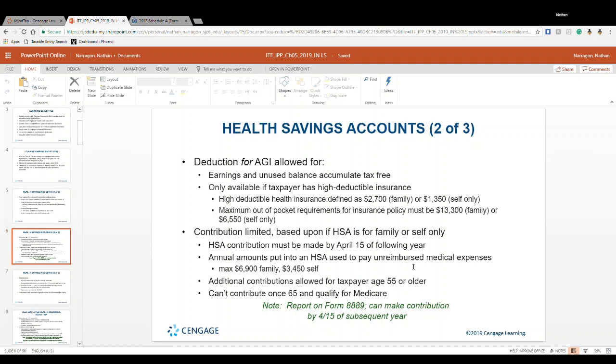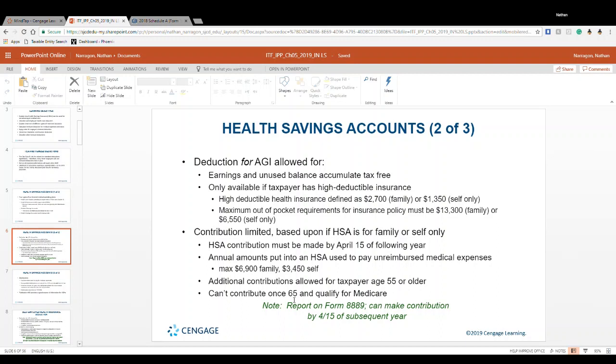Additional contributions are allowed for any taxpayer over the age of 55 though. And you can't contribute once you're 65 and qualify for Medicare. Sorry, you just can't. So you want to watch out with that.